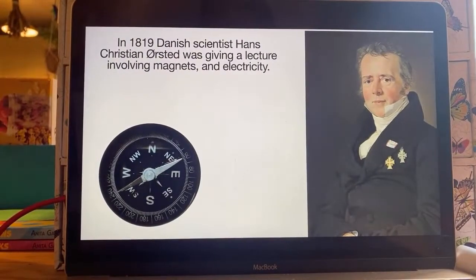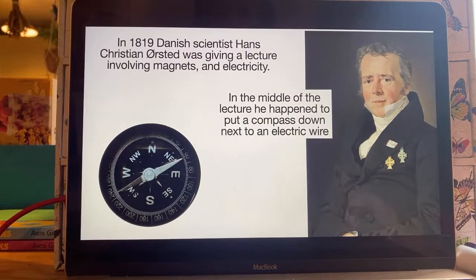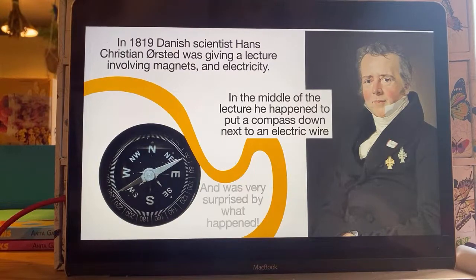History. In 1819, Danish scientist Hans Christian Ørsted was giving a lecture involving magnets and electricity. In the middle of the lecture, he just happened to put a compass down next to an electric wire. If you're looking at the screen, this is exactly what happened. And what he saw surprised him.